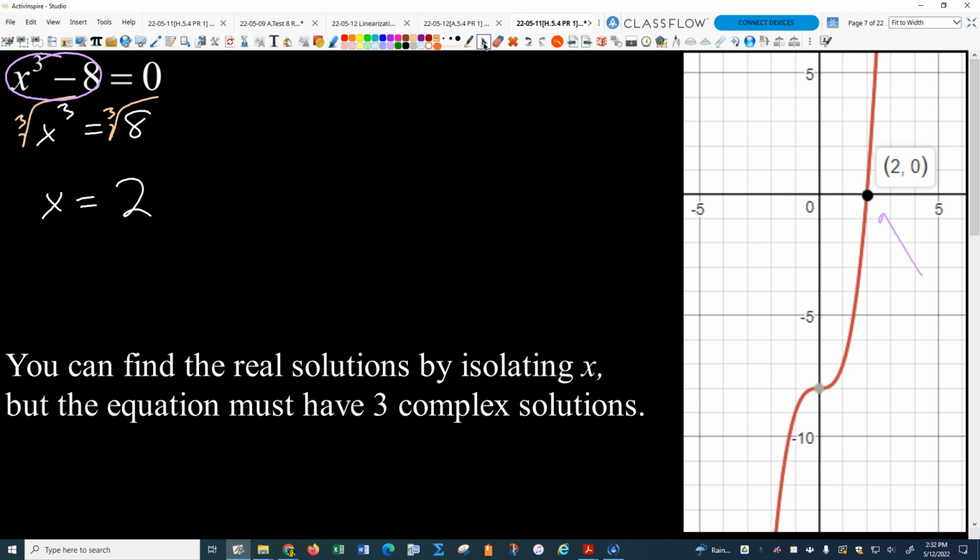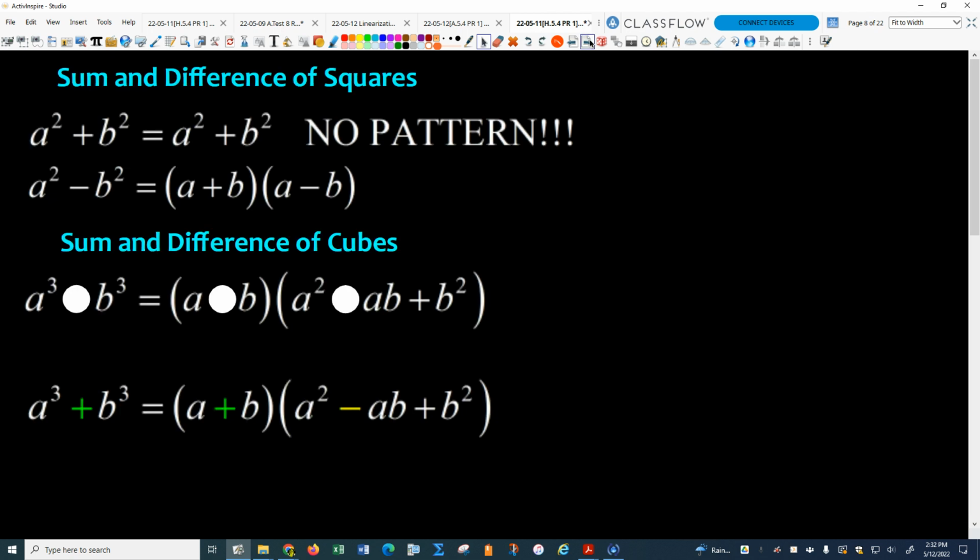So how do we get those guys then? We need the other 2. Well, here's how. We've got to use a factoring pattern. Okay, we're going to add some new factoring patterns. We have 2 from last unit. Really only 1. We know that a difference of squares pattern, a squared minus b squared, always factors into a plus b times a minus b. And a sum of squares pattern doesn't exist. A squared plus b squared doesn't factor.